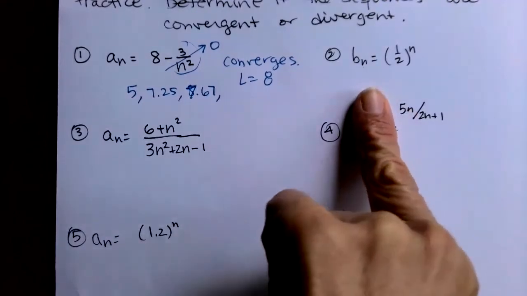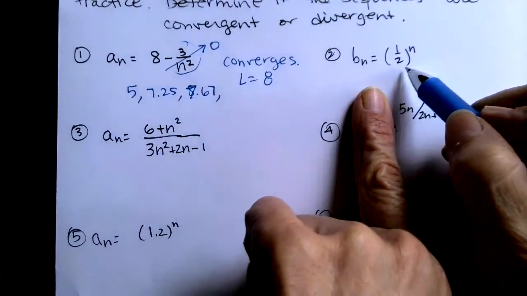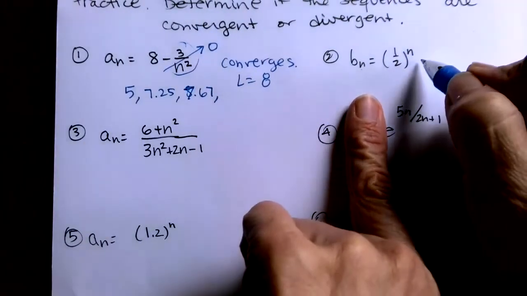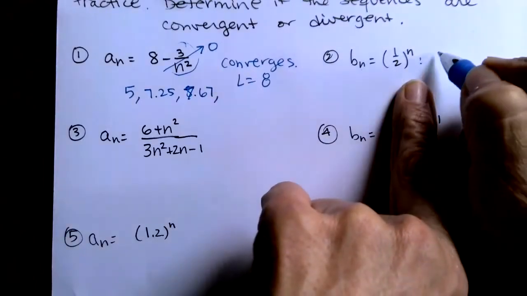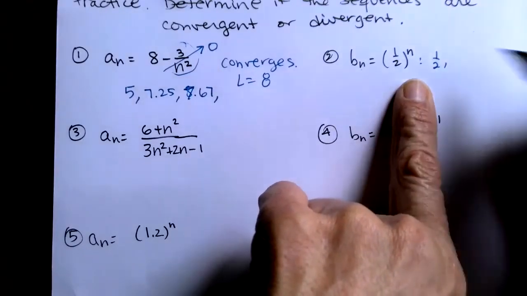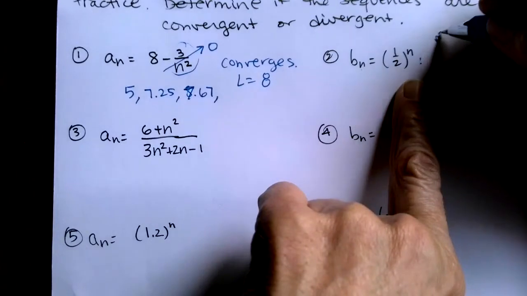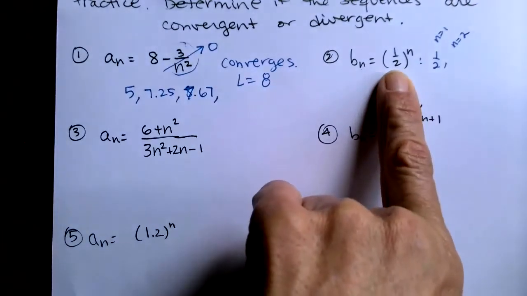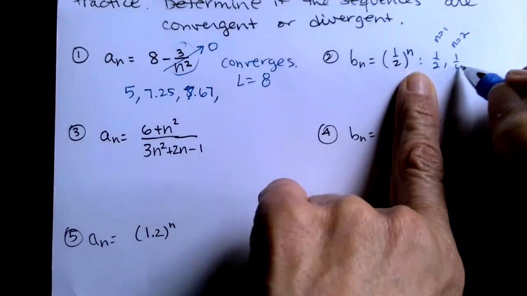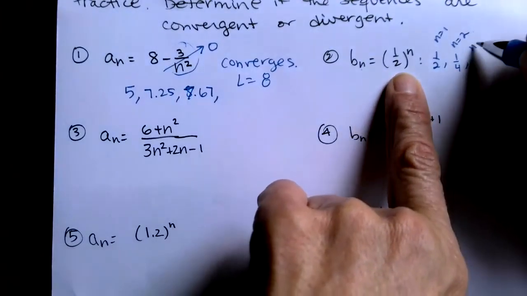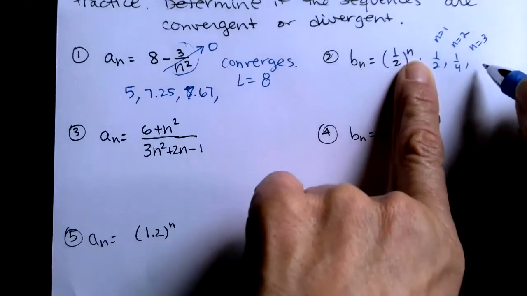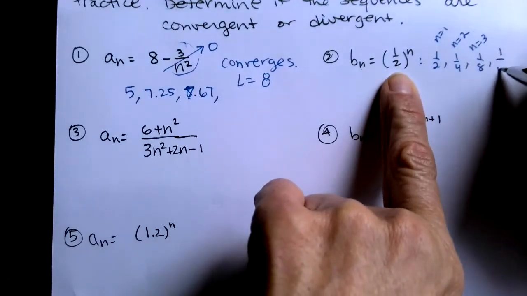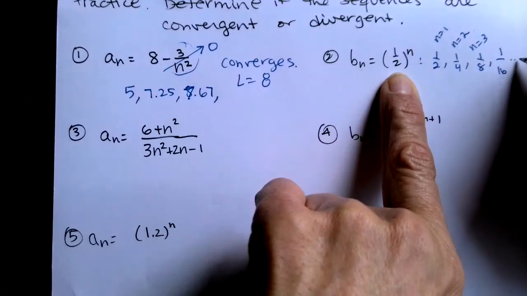Okay, let's take a look at number 2. So this sequence is 1/2 to the n. So let's write out some terms. Let's see what it looks like they're headed towards. So n equals 1, 1/2. n equals 2, I have 1/2 squared, so that's 1/4. n equals 3, 1/2 to the third, so 1/8. n equals 4, 1/16. Dot, dot, dot.